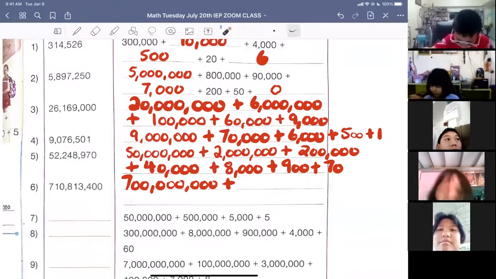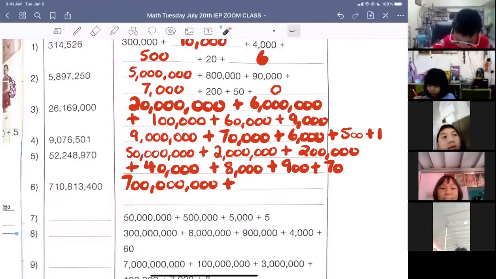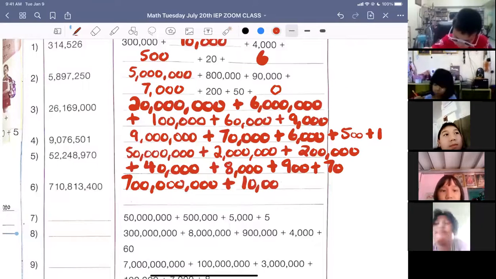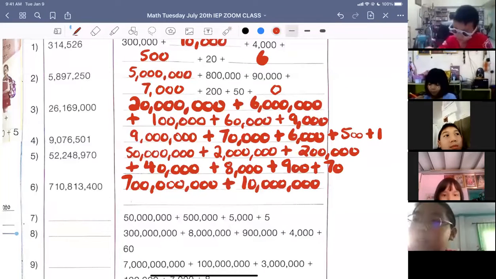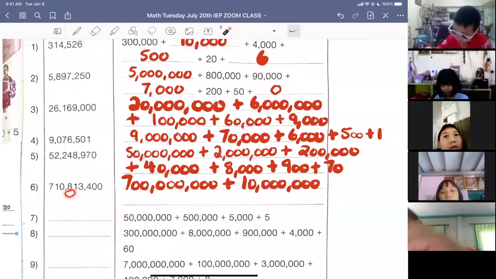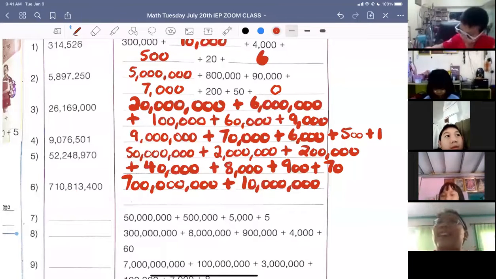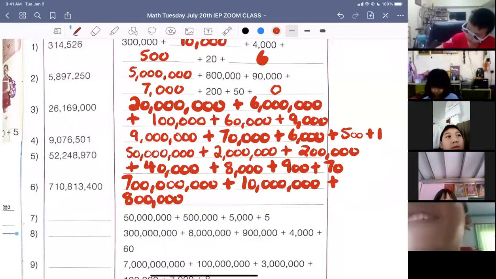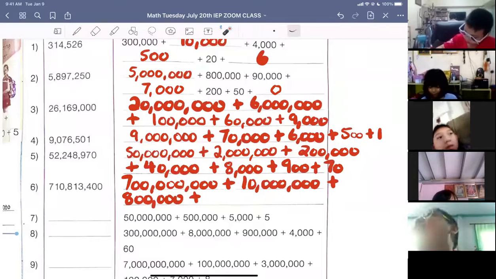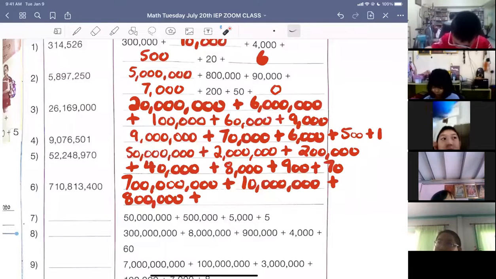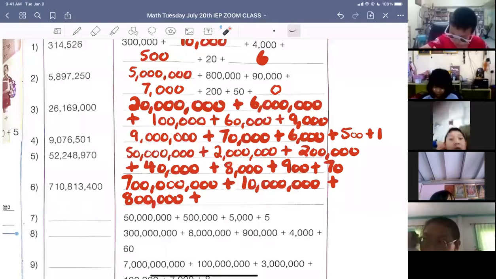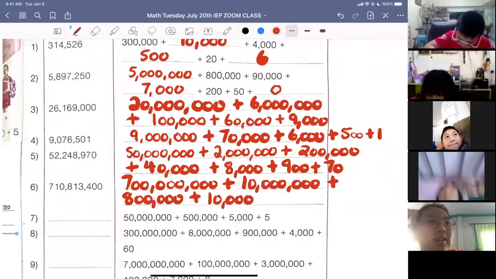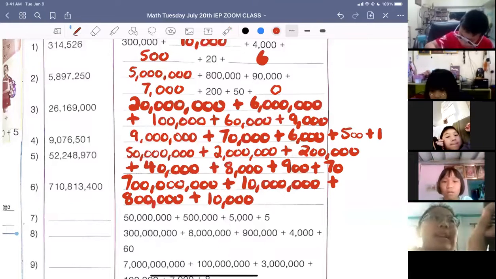Plus this 1 is in the 10 millions place. So we have 10 million. The next number is this 8, which is 800,000. Plus the next number, we have 1 in the 10,000s place. We plus 10,000. Next is the 3 in the thousands. So we're going to plus 3,000.